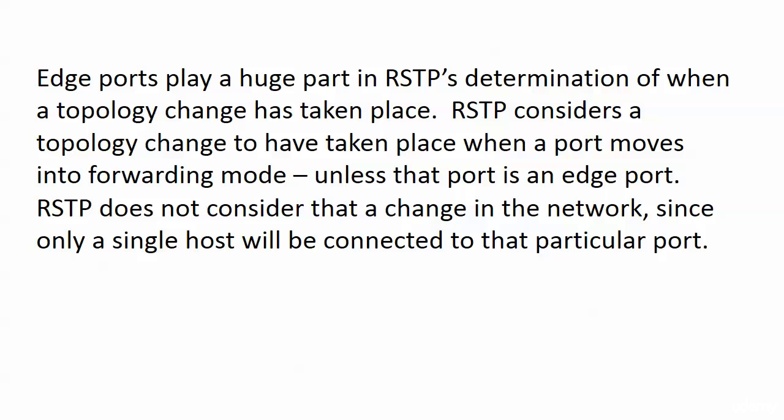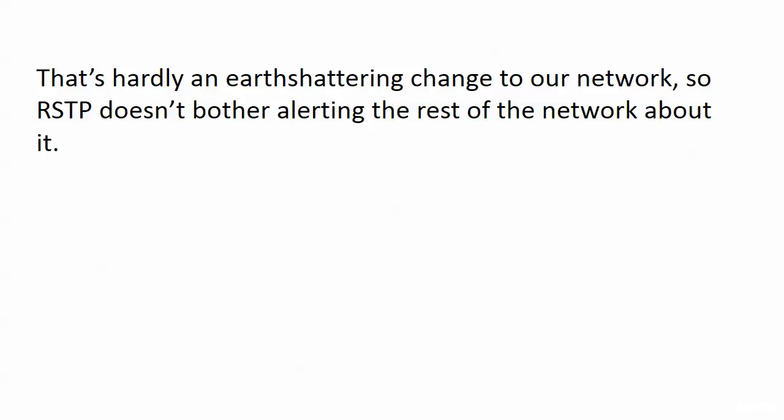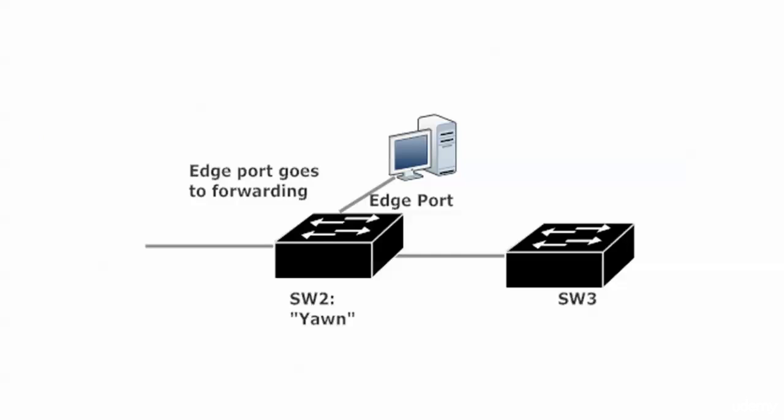Now, RSTP considers a topology change to have occurred when a port moves into forwarding mode, makes perfect sense, unless that port is an edge port. RSTP does not consider that to be a change in the network since only a single host would be connected to an edge port. This is hardly an earth-shattering change to our network. And one of the big changes between STP and RSTP is that it doesn't even bother alerting the rest of the network about it. Why bother? You've got an edge port there. Who's the edge port affecting when it goes to forwarding? One host. It's not even affecting another switch.